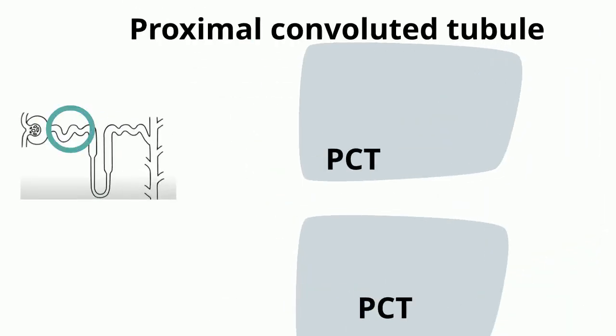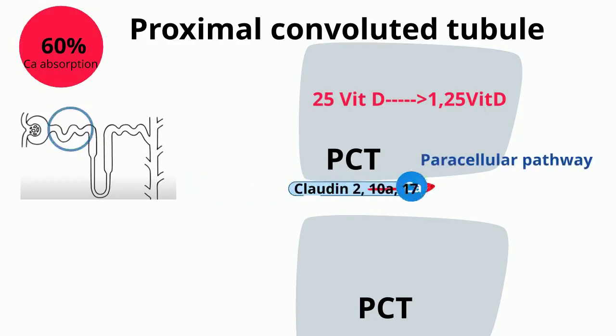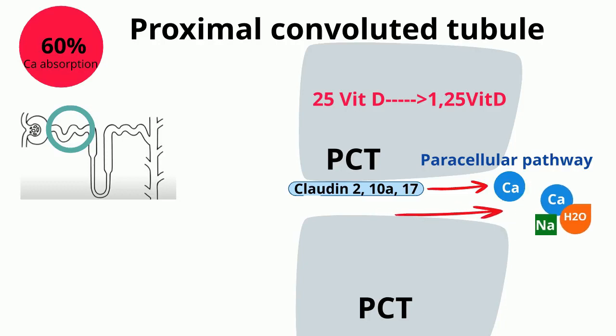The proximal tubule is where the 25 vitamin D gets activated to 1,25 vitamin D. This helps calcium reabsorption in your gastrointestinal system.